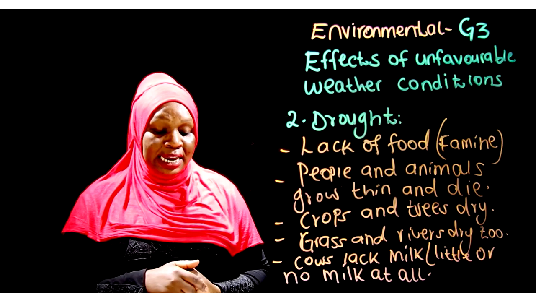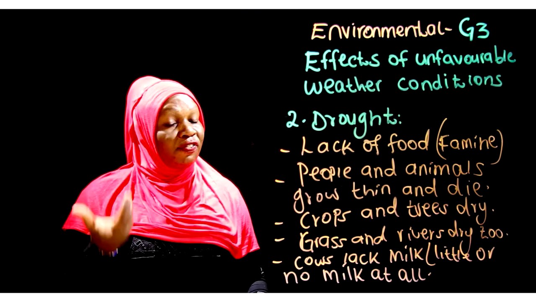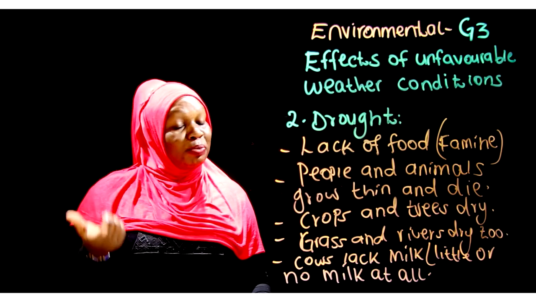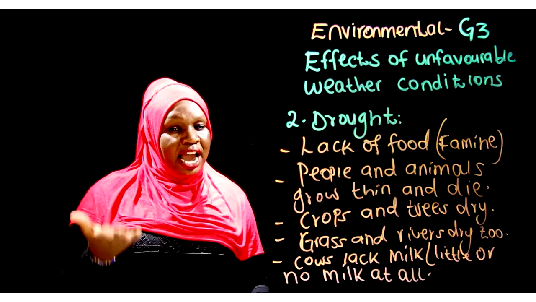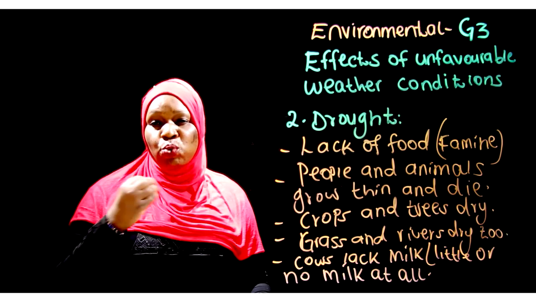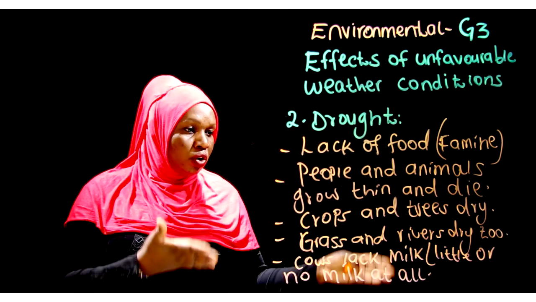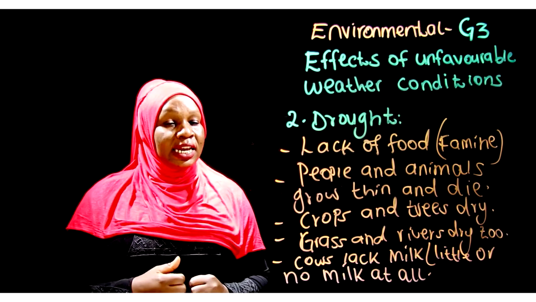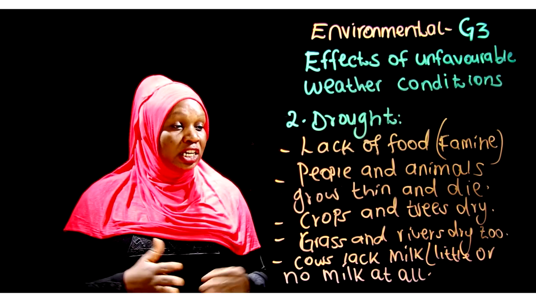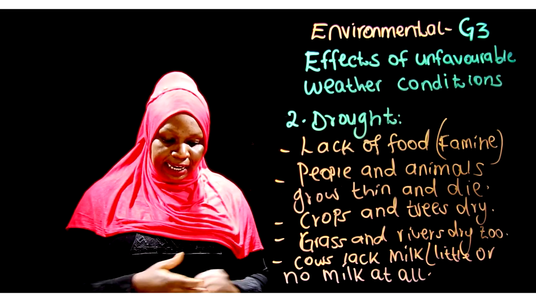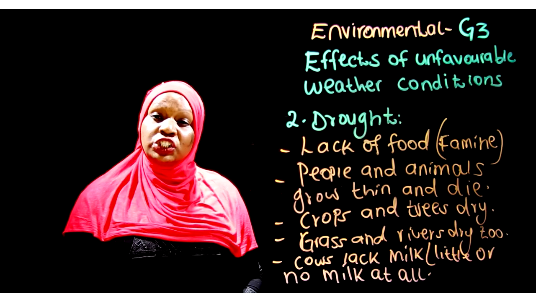Oloibon had plenty of milk and meat to feed his family. Remember, we get milk and meat from the animals. So because the animals were eating well, they could graze well, and they could even go to the river and drink water. So Oloibon was getting a lot of milk and a lot of meat so that he could feed his family. One year, the weather changed.